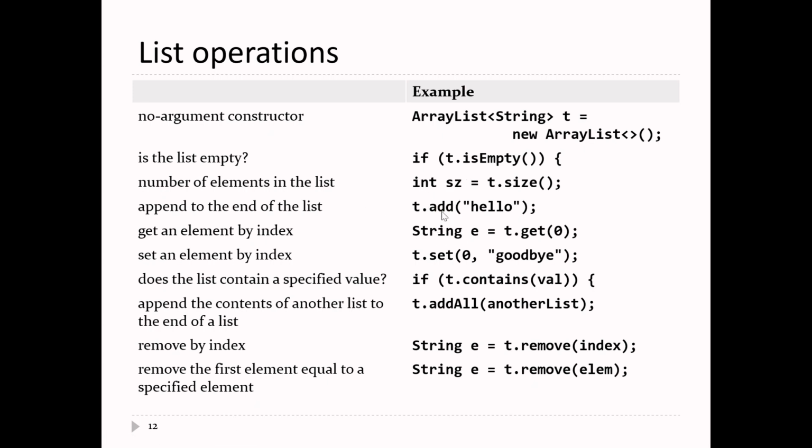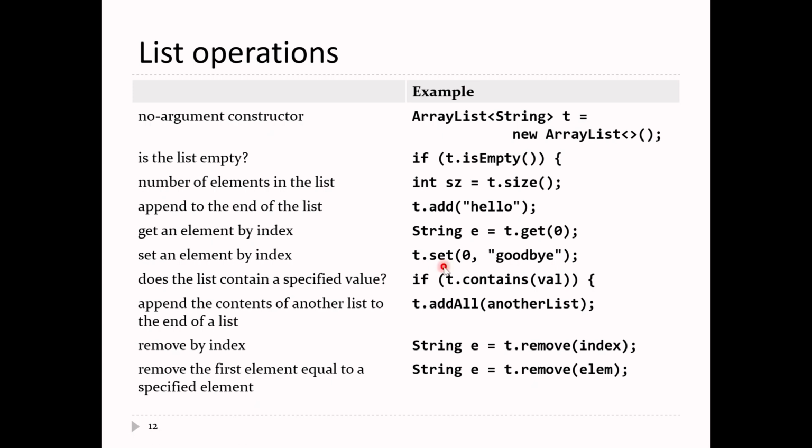Add adds to the end of the list, so that appends. Get gets an element from the list. Set sets an element at that index in the list, so it sets the element at index 0 to goodbye. The thing you have to watch out for here is one of the common things that new Java programmers do: they make an empty list, and they say, okay, I want to put the element goodbye at index 0 of the list.